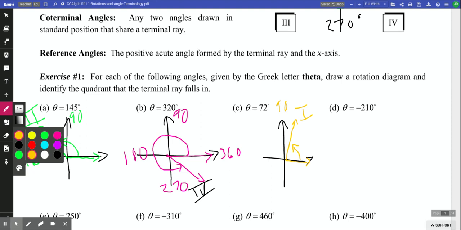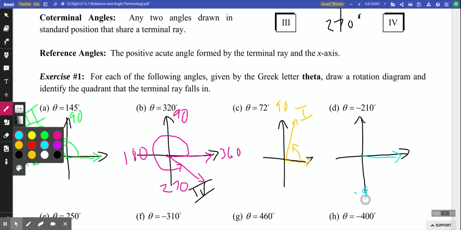Now, D throws something different at us here, just a little bit different. It's not too bad. We have a negative angle. Now we still got to stick with our initial ray being the positive x-axis. And again, I'm sorry, this is not the greatest thing to write with here, so just bear with me. Now let's go through the negative angles. We're going the other way around.